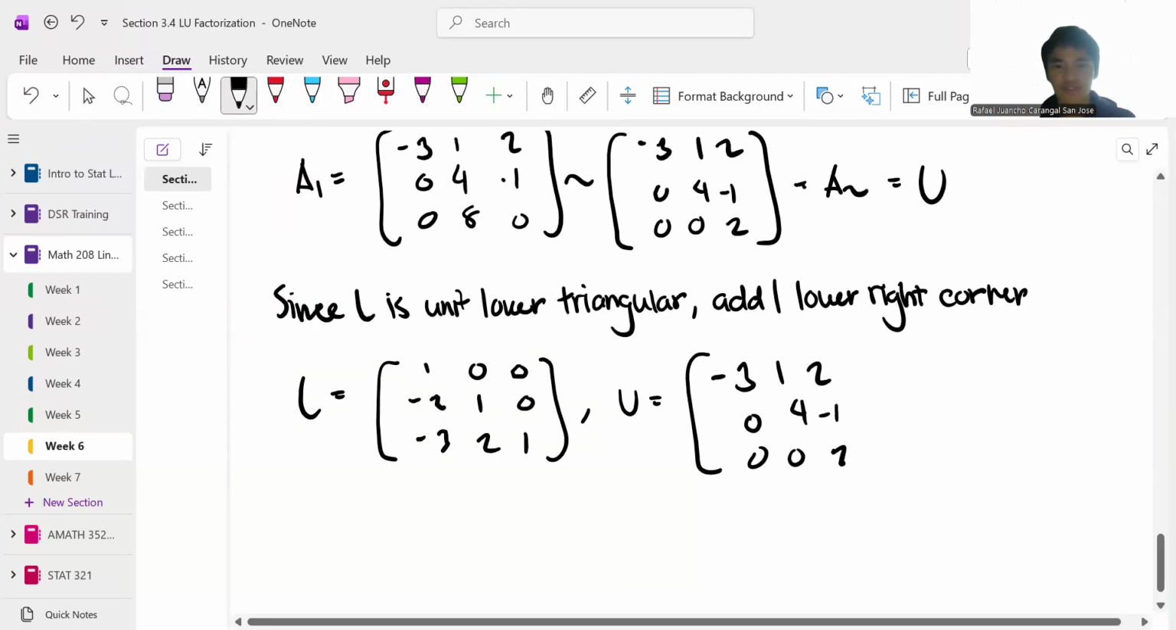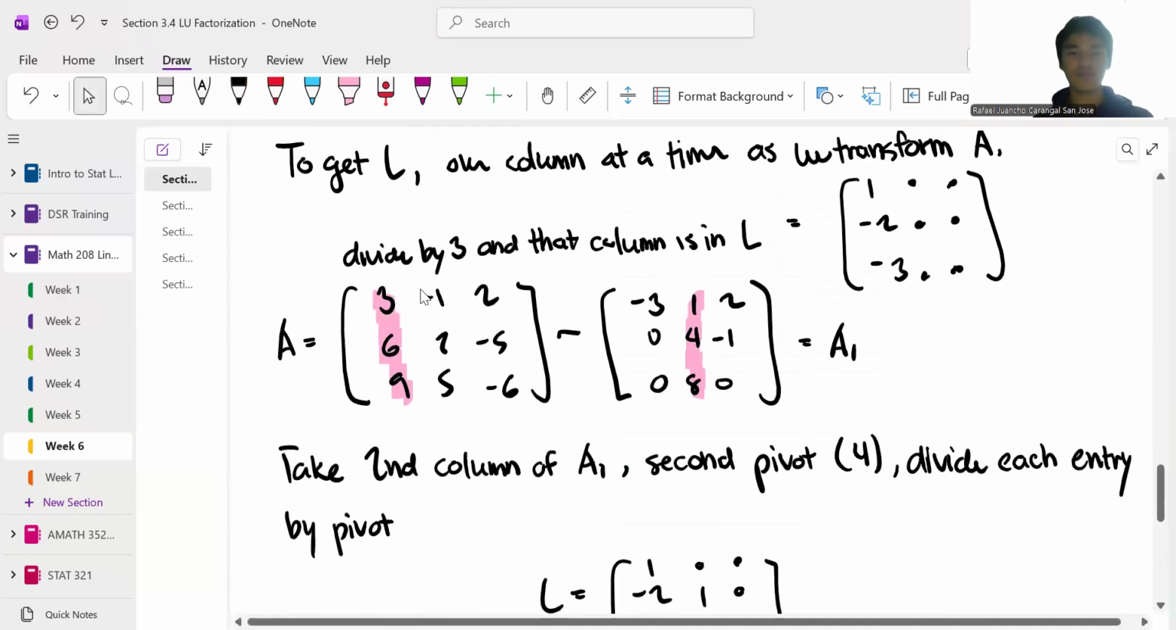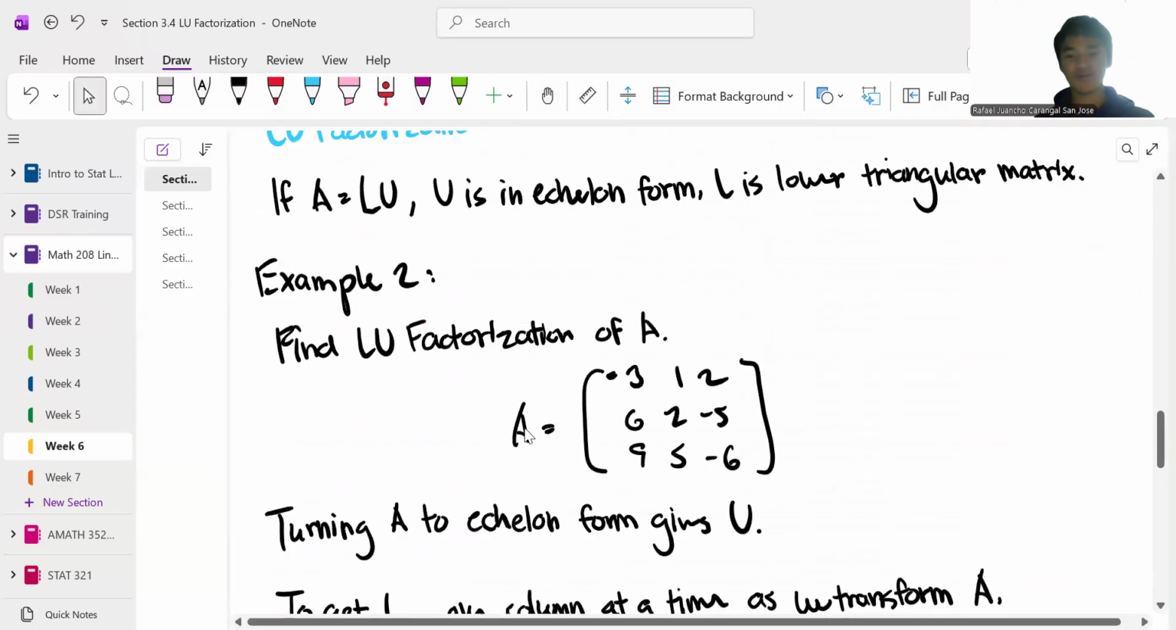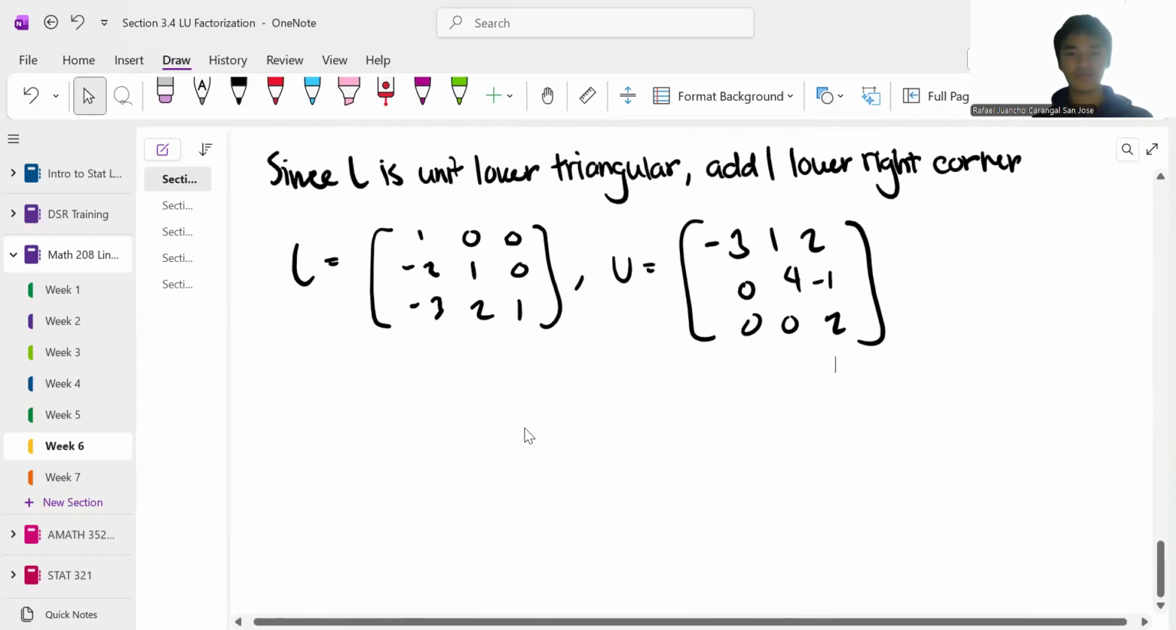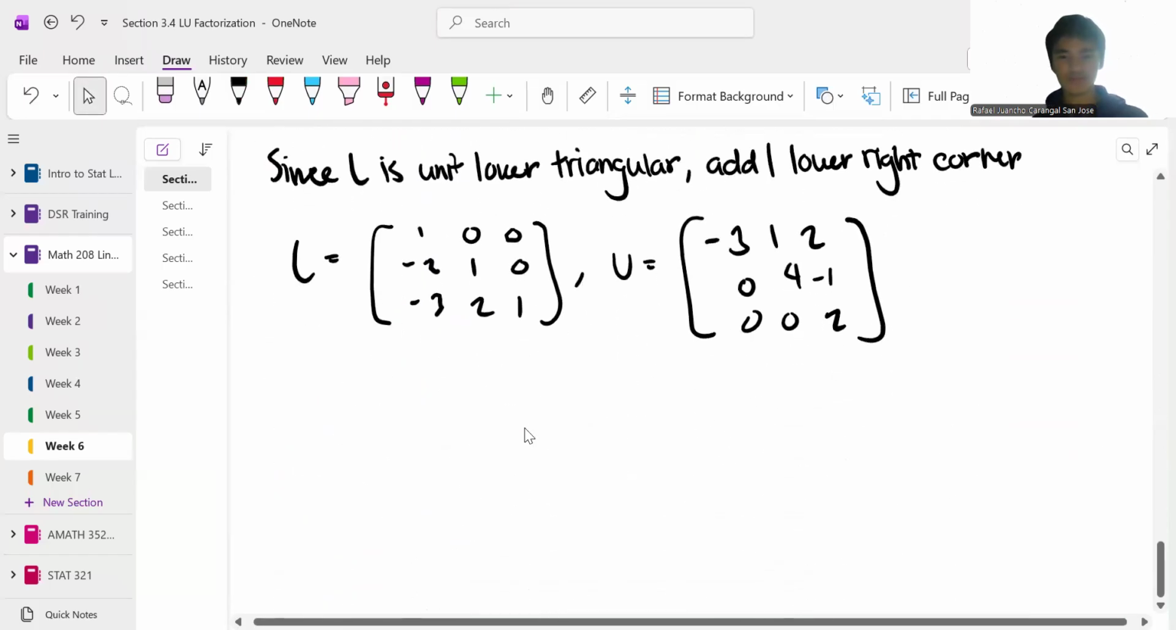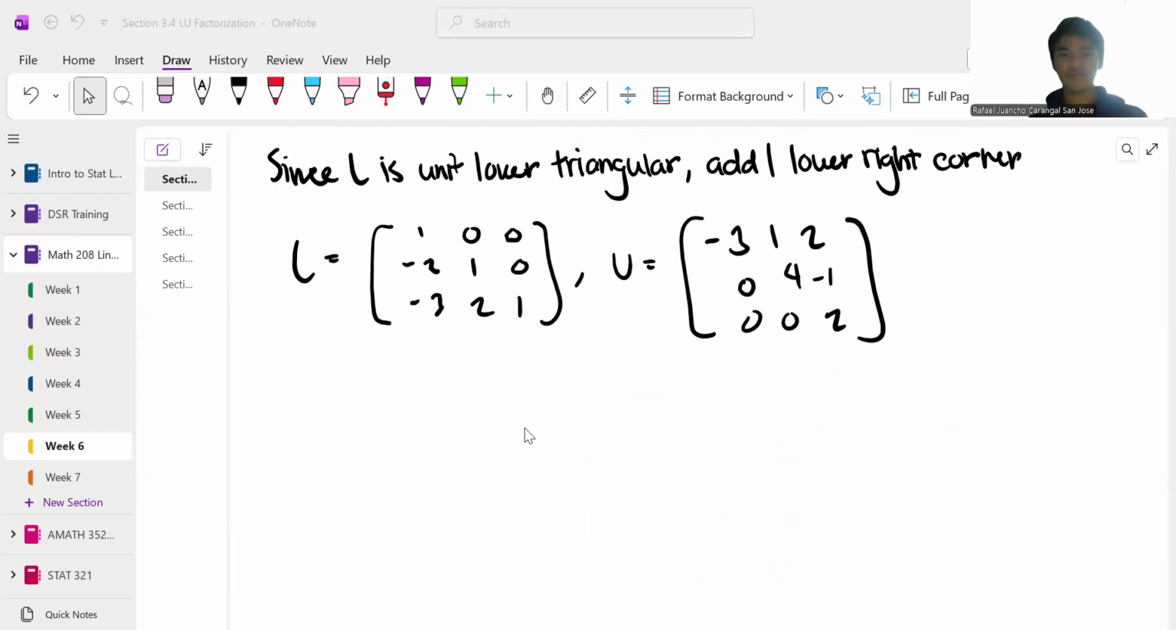How do we check if this is correct? Well, when we multiply these two, we have to get this A right here. Now, a computer can do this on its own, right? And there we have it. Okay.